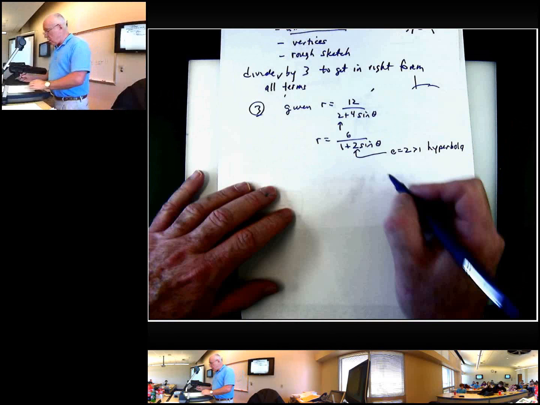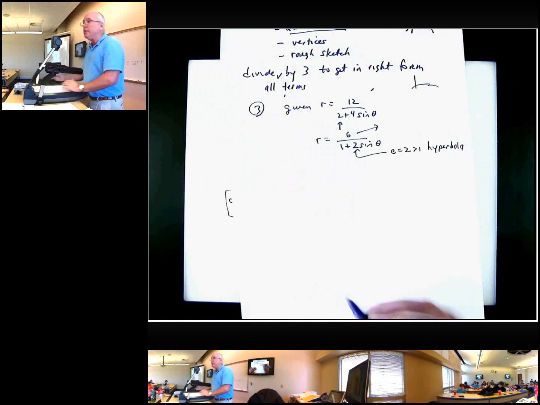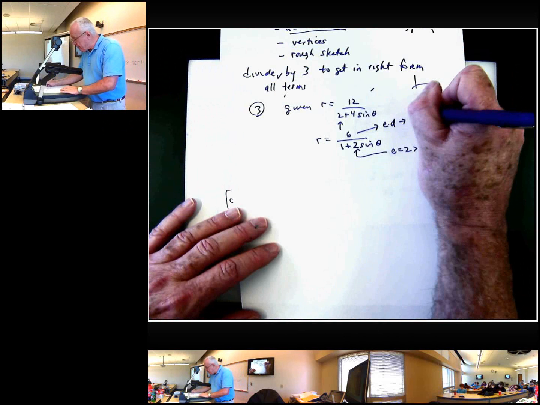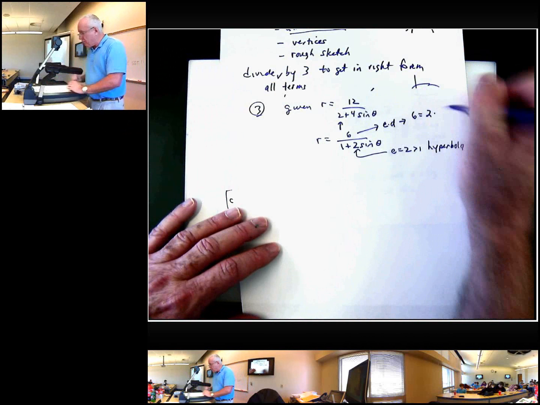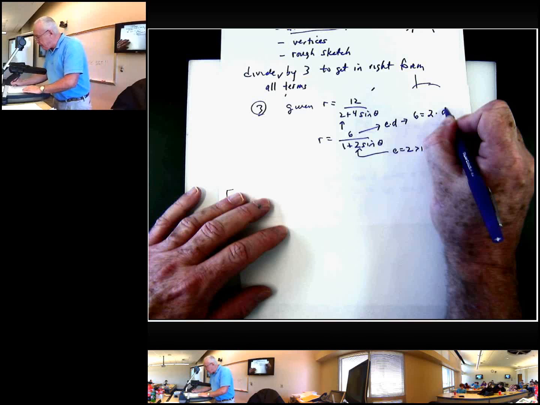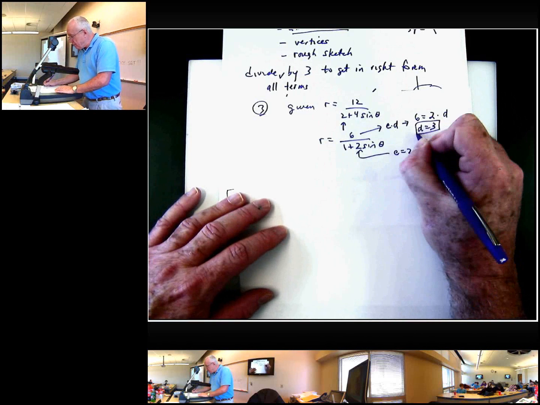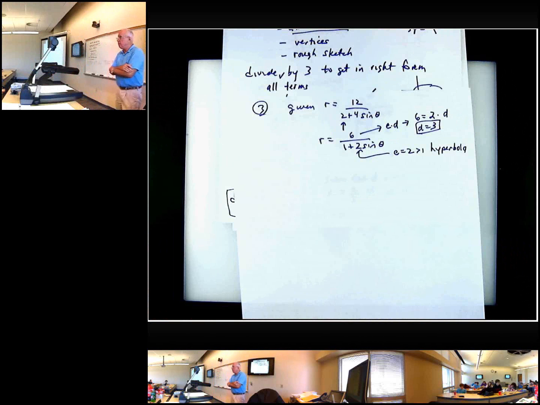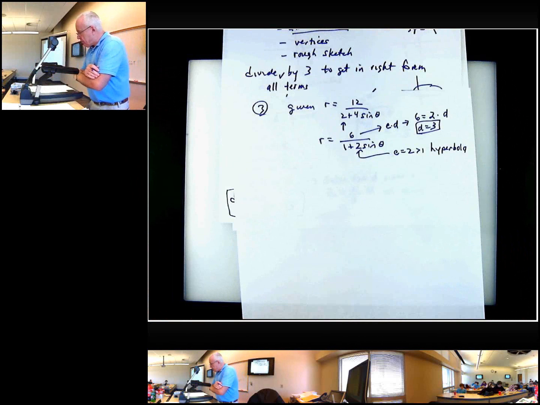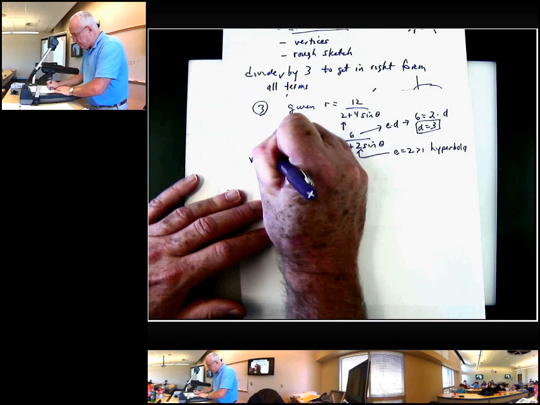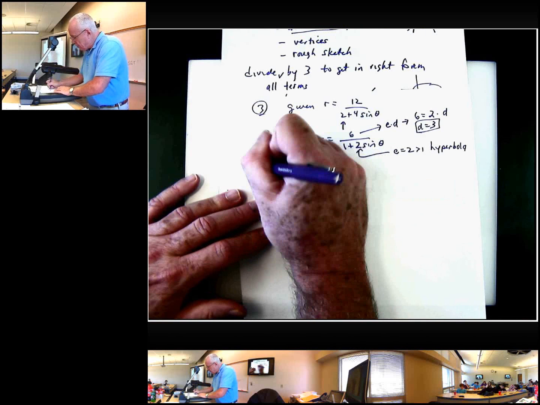Another thing we can do right off the bat is this. This number 6 up here is equal to e times d. So therefore we have 6 is equal to 2, we know what the e is now, times d, and we can solve for d. D is then going to be equal to the number 3. Is this going to be vertically or horizontally oriented? Vertically, because of the sine.